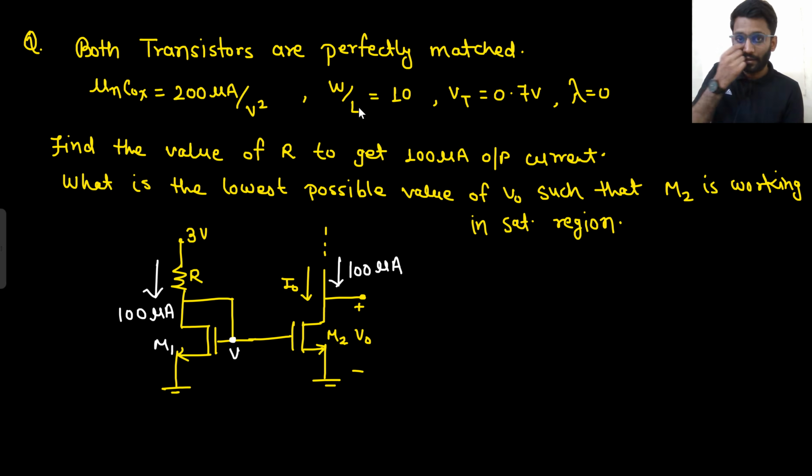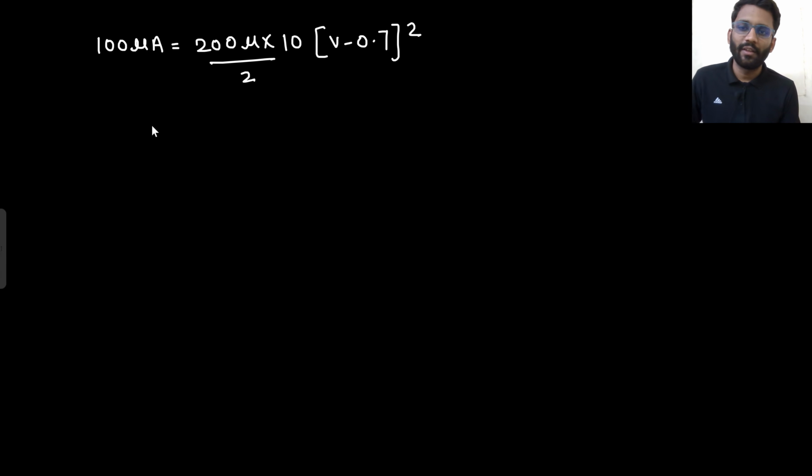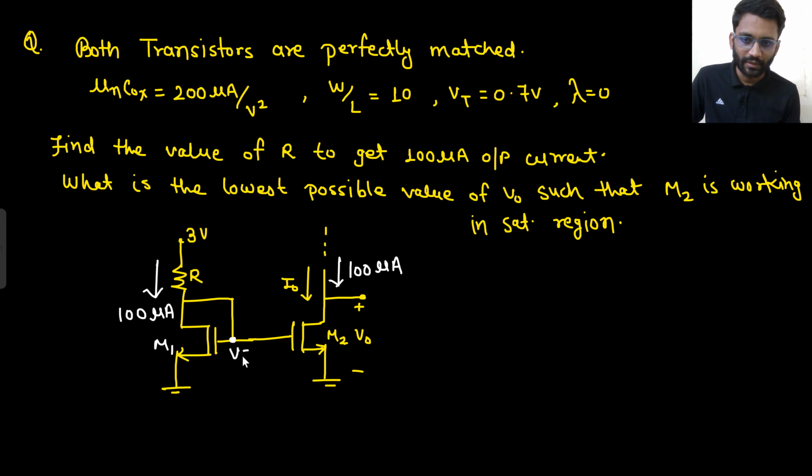So what I can see here is that 100 microampere current is equal to half of mu n Cox, which is 200 micro, into W by L, which is 10, times VGS squared. What is VGS? VGS is V minus VT, where VT is 0.7, whole square. So you can solve this equation. V minus 0.7 equals under root 10, which is nearly 0.314. So V will be nearly 1 volt. So this V we got is 1 volt.